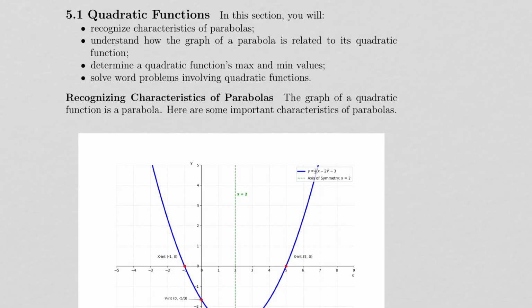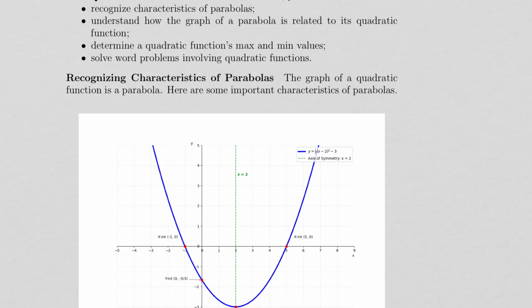So in this section, 5.1, we're going to talk in particular about quadratic functions. And the graph of a quadratic function is a parabola, so we'll also describe some characteristics of parabolas and different ways that we can represent a quadratic function, something called the general form and then something called the vertex form. Okay, so let me start just by recognizing some characteristics of a parabola.